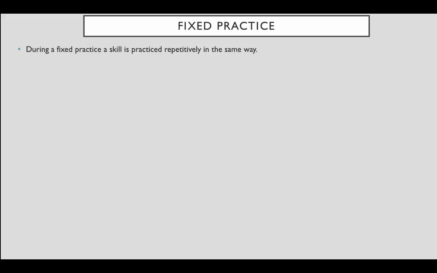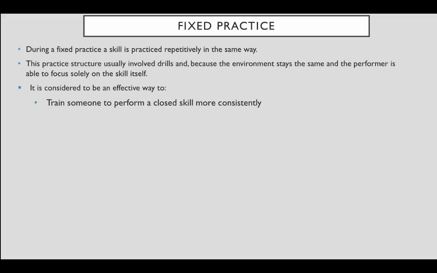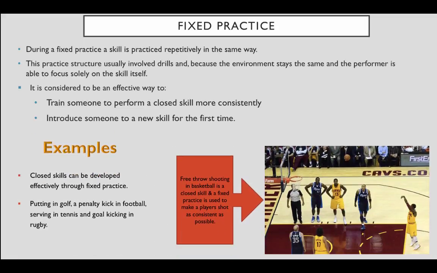Fixed practice. During a fixed practice, the skill is practiced repetitively in the same way. This practice structure usually involves drills, and because the environment stays the same, the performer is able to focus solely on the skill itself. It is considered to be an effective way to do the following: train someone to perform a closed skill more consistently, introduce someone to a new skill for the first time.